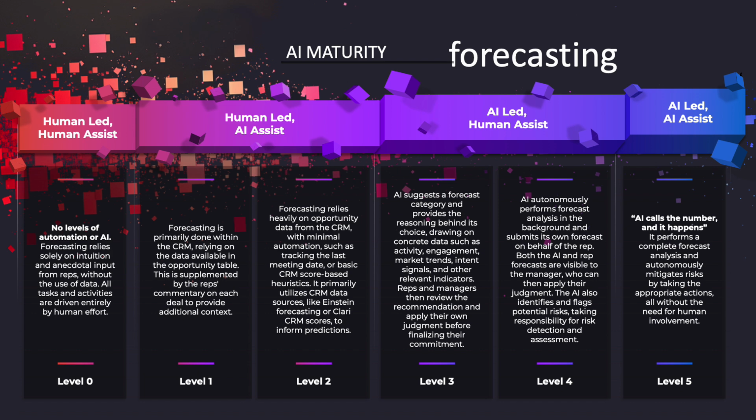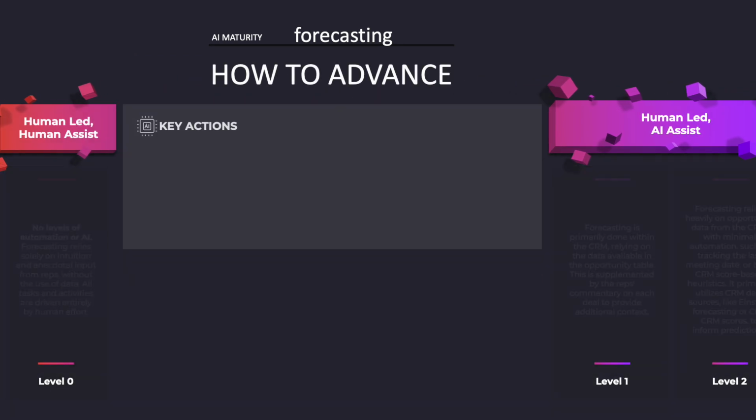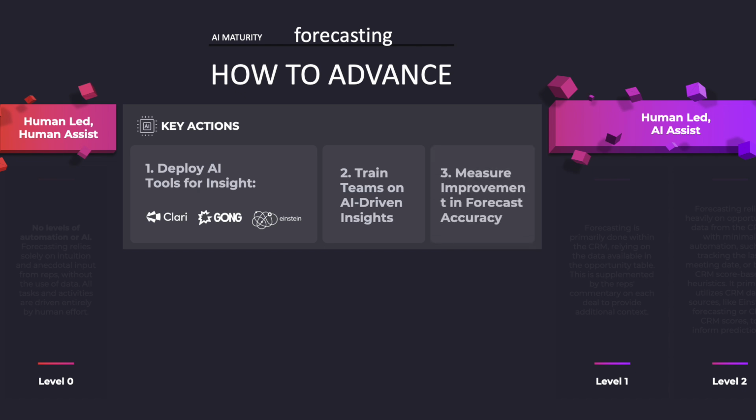So now once we've done this, how do we actually go from one level to the next? What does that process look like? So for example, level 0 moving to level 1 or level 2, there are some things to consider. So some of the key initial actions are deploy AI tools for insight. If you don't have anything, this is where application selection becomes important because you need tools to become more modern and advanced to be able to have the capabilities that level 1 and level 2 provide within the human-led and AI assist quadrant. So AI tools like Clari, Gong, Salesforce Einstein can be used to provide predictive insight and analytics on deal health and pipeline.